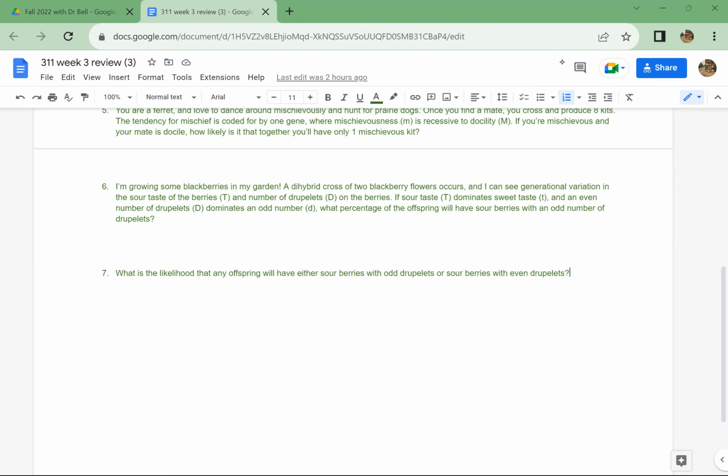I am growing some blackberries in my garden. A dihybrid cross of 2 blackberry flowers occurs, and I can see generational variation in the sour taste of the berries, represented by the letter T, and the number of druplets represented by the letter D on the berries. If sour taste dominates sweet taste, capital versus lowercase t, and an even number of druplets dominates an odd number, capital versus lowercase d, what percentage of the offspring will have sour berries with an odd number of druplets?